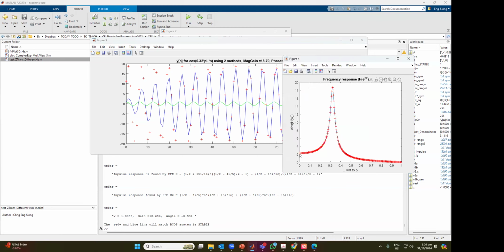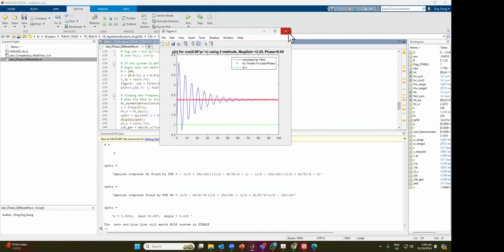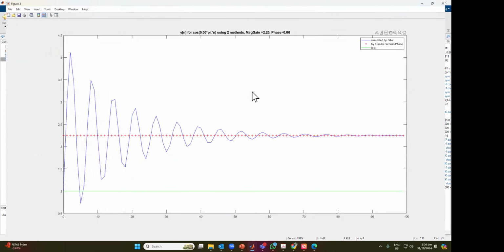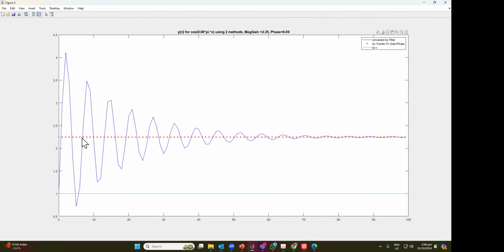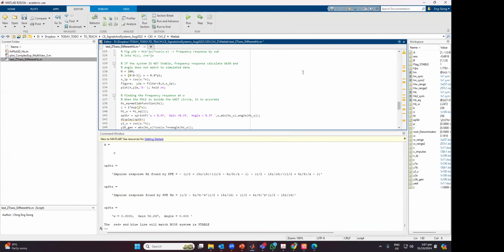Now let's observe 0 radian. At 0 radian, my gain is 2.24. So 0 radian, run. The red line is 2.24 exactly. And the blue is oscillating, and after about 80 samples, becomes flat. So this is the step response. This front part is the transient response. I'll show you now using 200 samples, and it's nicer to see.